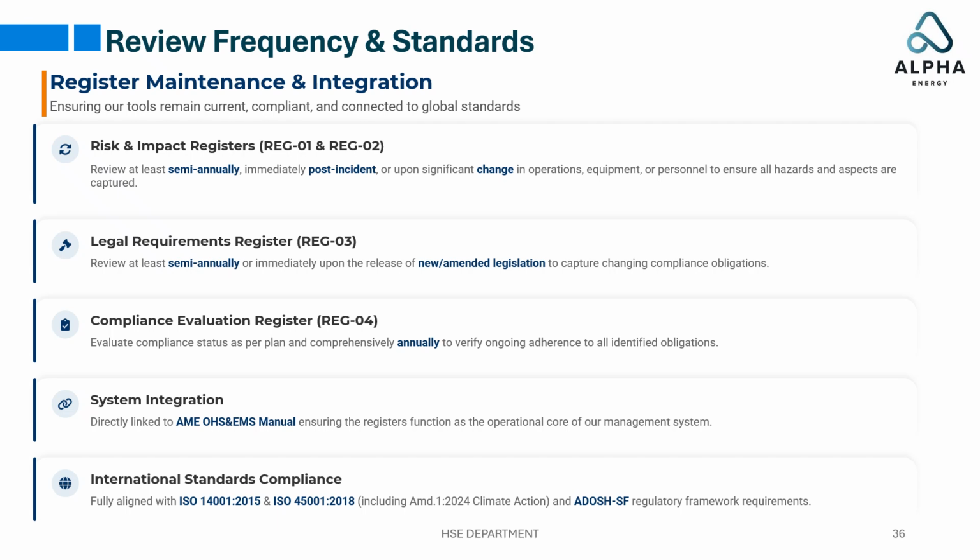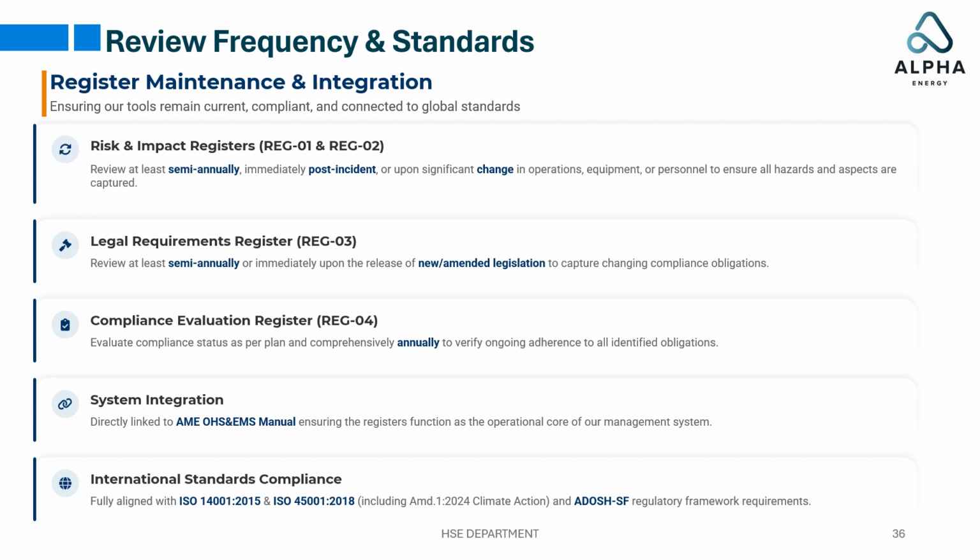The Legal Requirements Register, Reg 03, is also reviewed semi-annually, or immediately when new or amended legislation is issued. This allows the organization to quickly update compliance obligations and maintain alignment with UAE federal laws and Abu Dhabi regulatory requirements. The Compliance Evaluation Register, Reg 04, is typically evaluated annually, where the organization verifies its compliance status against the legal obligations listed in Reg 03. This review confirms that controls remain implemented and that supporting evidence is valid and available.